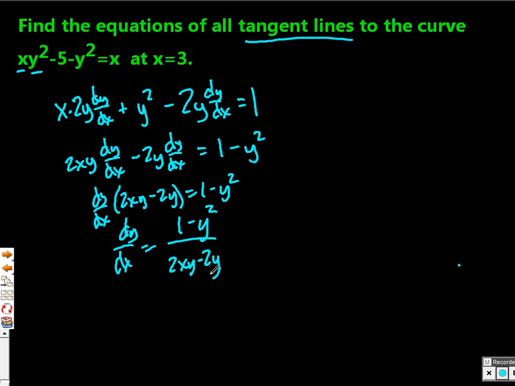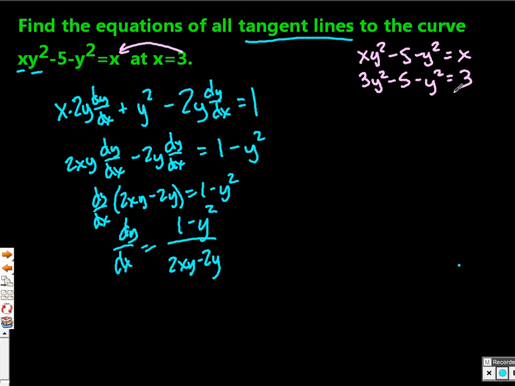Now, because they're giving you a specific value at x equals 3 to plug in, however, we've got to plug in an x and a y. So what I need to do is go back to this original equation here and plug 3 into that first. I need to replace x with 3. So 3y squared minus 5 minus y squared equals 3.